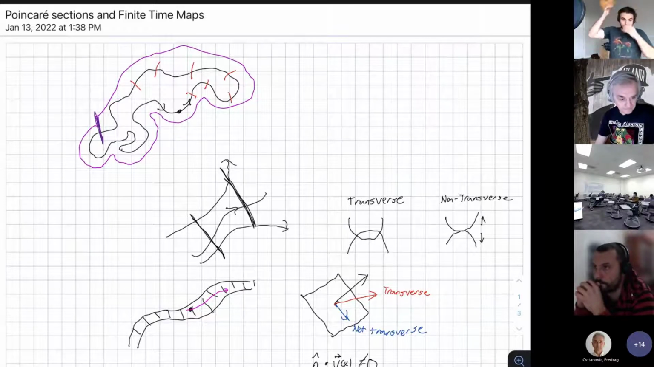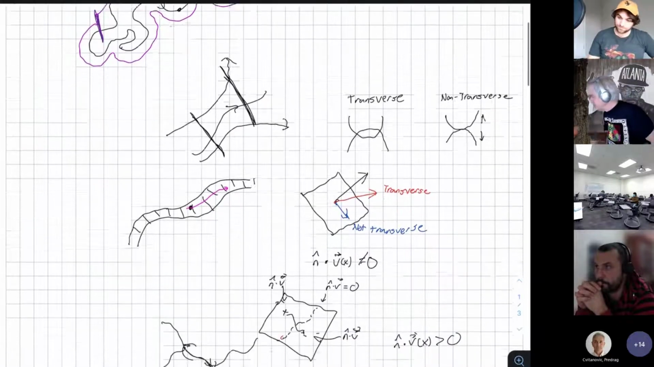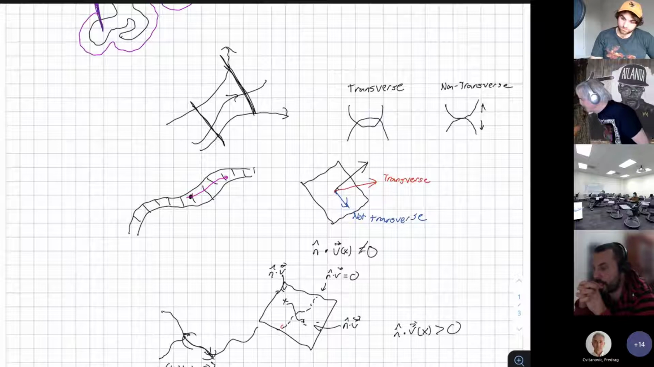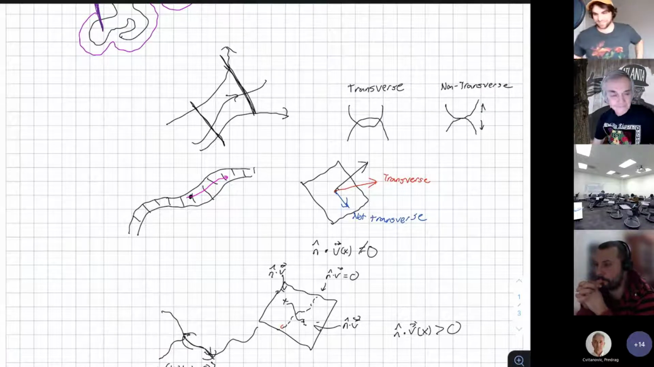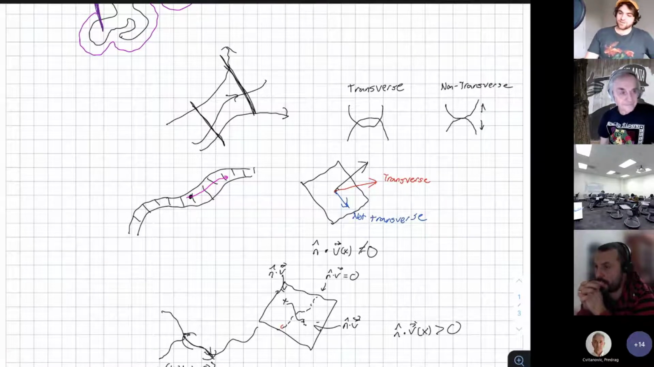Any other questions? I just have a quick question if you have the time. Yeah, absolutely. Could you further explain what you mean when you say that you don't lose any information about the flow using the Poincaré section method? Yeah, so this is something that bothers me a little bit.